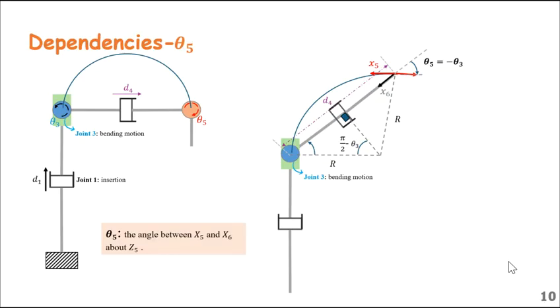Also, from the convention we set earlier to measure thetas, we know that theta 5 equals the angle between x5 and x6 about z5. From the corresponding angles theorem, we know that this equals minus theta 3.